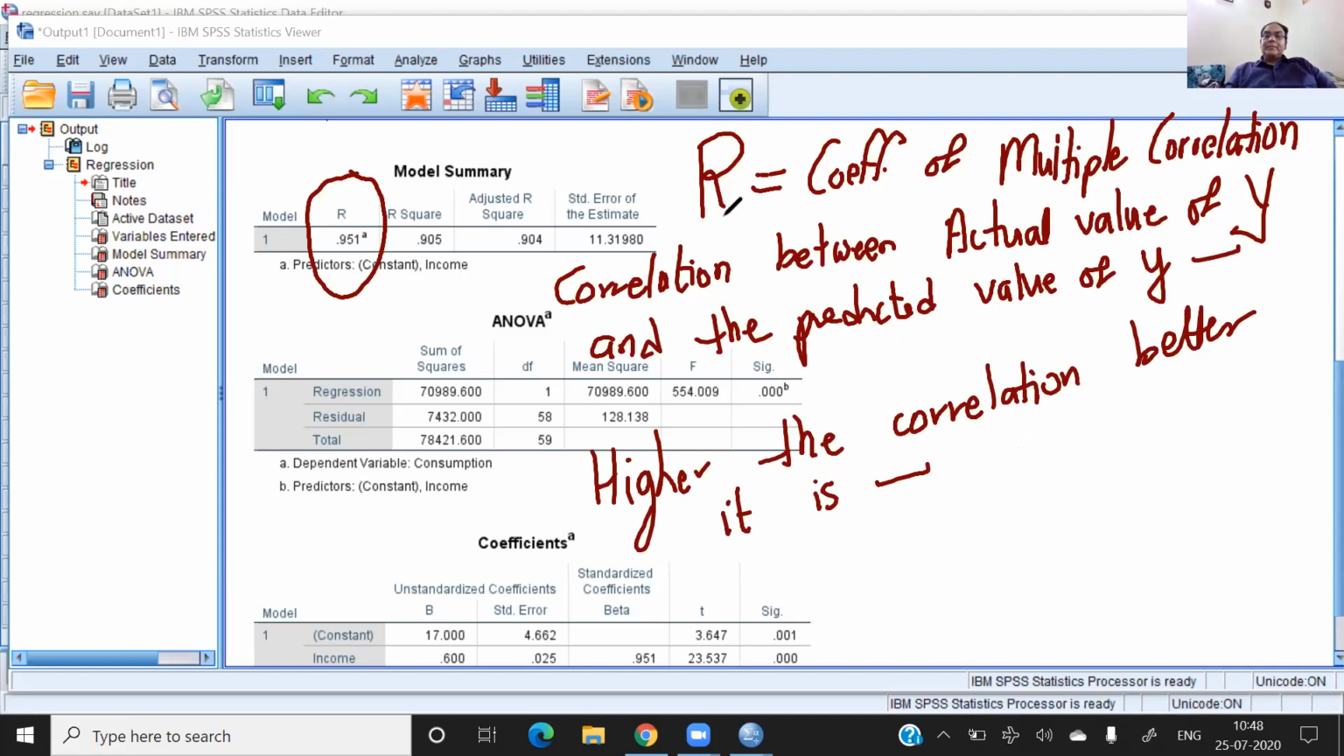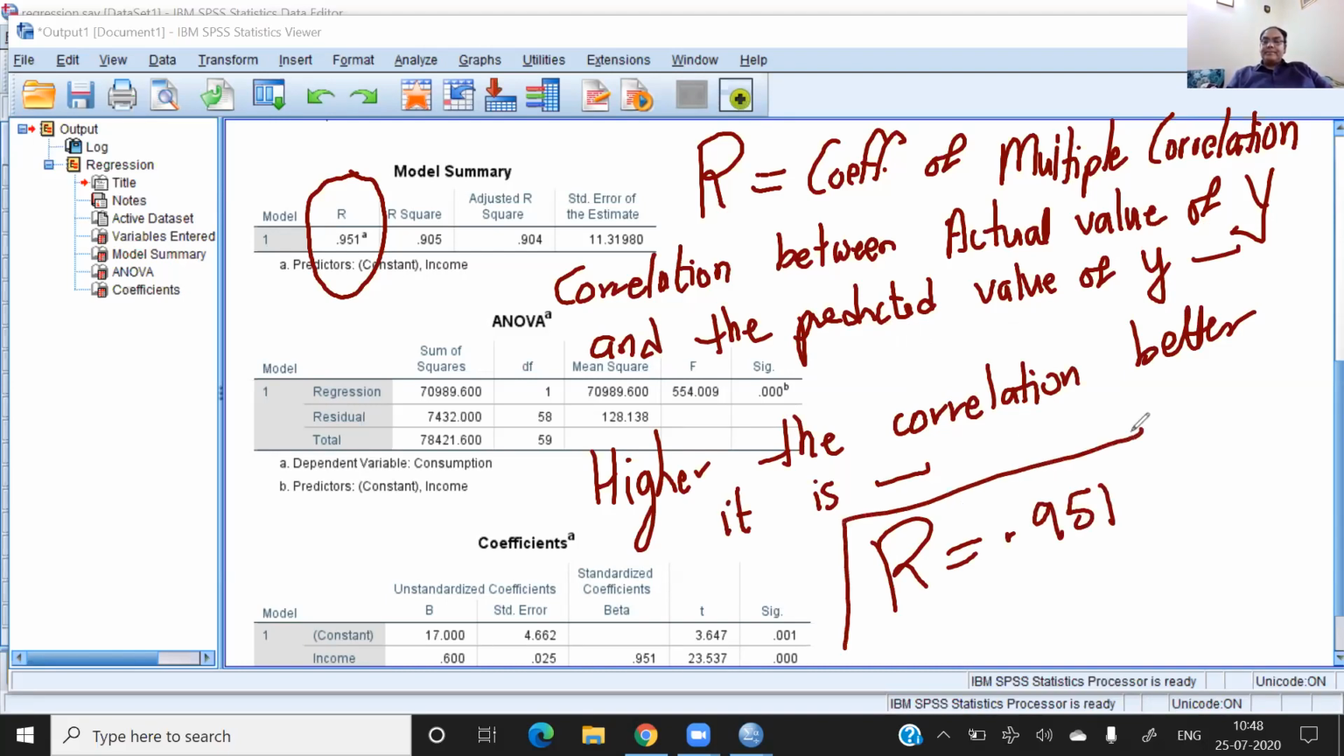Now I'm showing you how actually we can calculate this. In this result, the capital R is found to be 0.951, and it is very high. So it means the correlation between the actual value of y and the predicted value of y is very high. This indicates that we are having a very high correlation between the actual value and the predicted value.